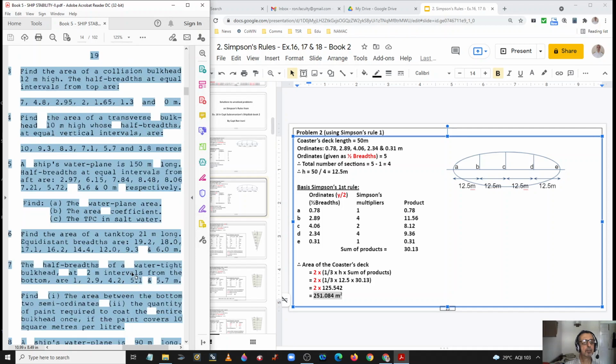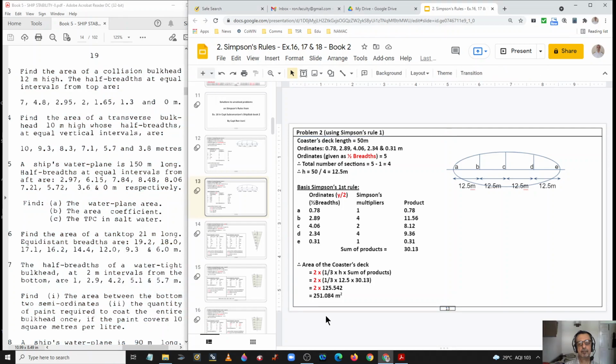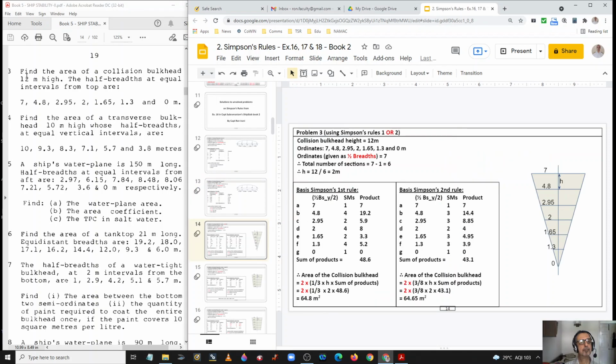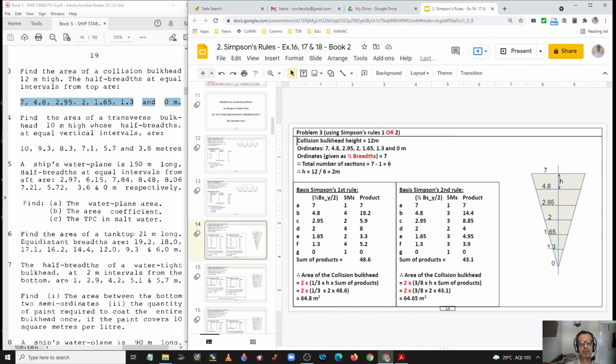Now we move on to problem number 3. Problem 3 states, find the area of a collision bulkhead 12 meters high. The half breadths at equal intervals from the top are as follows, as is given here in the problem. This is the information that is given to us in the problem.